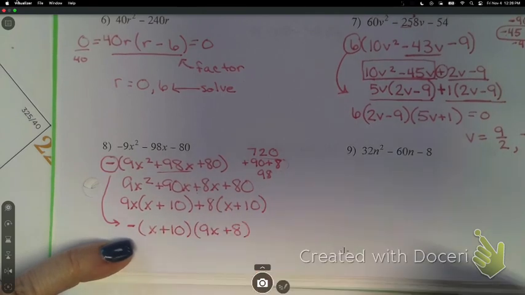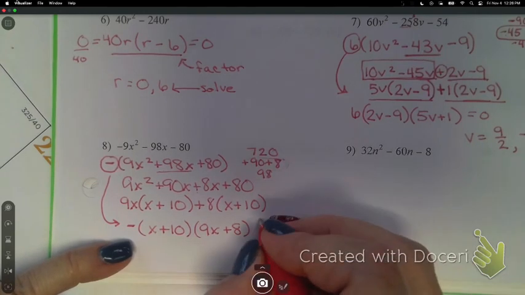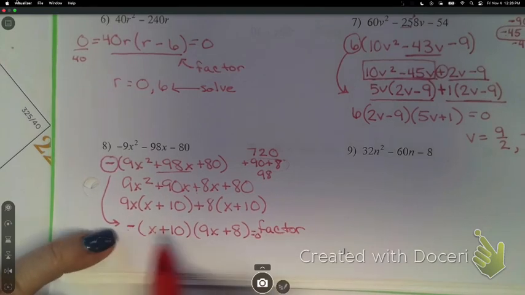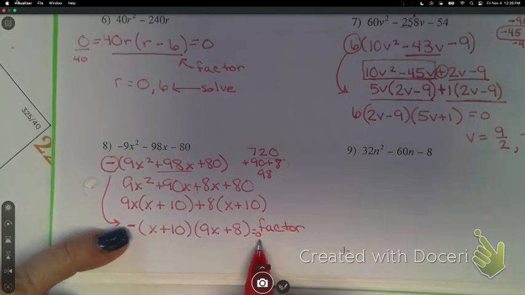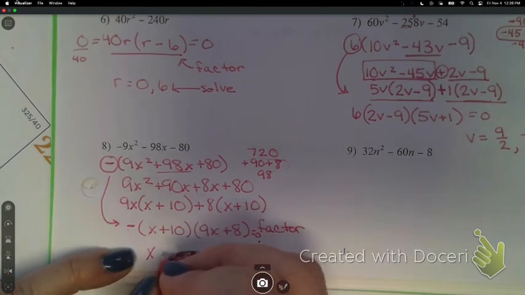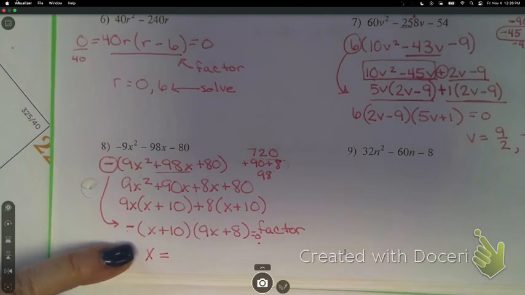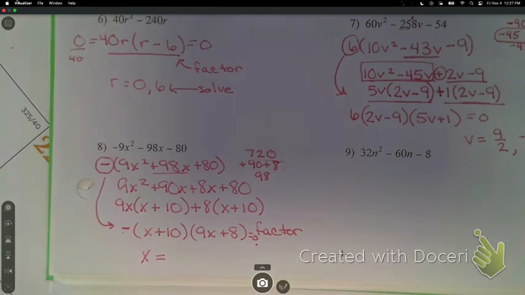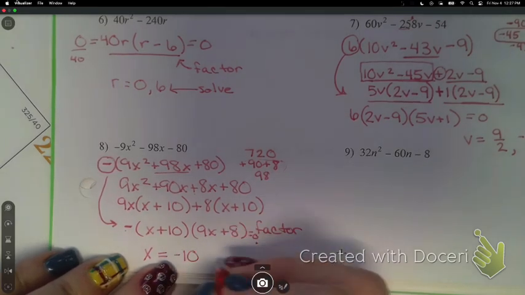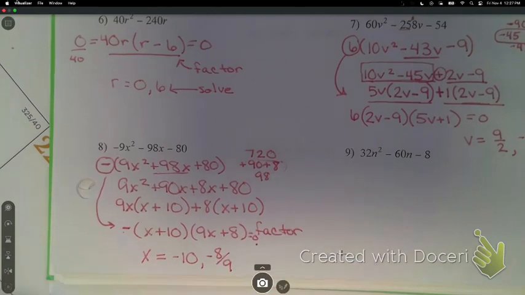So I've factored now, right? This is factored. Set it equal to 0. So negative 1 equals 0? Does negative 1 equal 0? No. If it was negative x, would it equal 0? Yes. So x equals what and what? Negative 10, because you have to solve that equation. So negative 10, and how about negative 8 over 9? You guys have to watch those negatives and positives, yes?